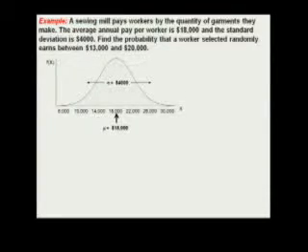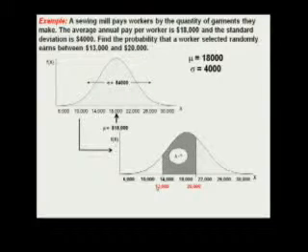Now these are two x values that we have to identify on the normal curve. So here they are, 13,000 and 20,000. And the question is about the probability of a worker selected randomly earning any value in this range, which is expressed by the area under the curve, because the area under the curve is in essence a probability. Keep in mind that the normal distribution is a probability distribution.